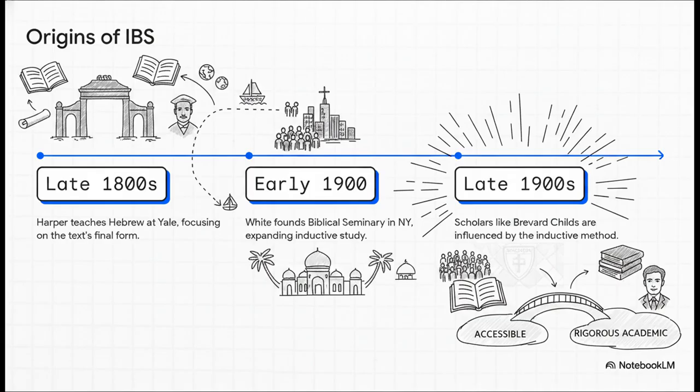White actually traveled to India and discovered that this inductive method was incredibly effective across completely different cultures. And that's precisely because it focuses on the text itself rather than our cultural baggage. White eventually founded a seminary in New York just to teach it. And throughout the 20th century, this method heavily influenced some of the most renowned scholars globally, like Brevard Childs at Princeton. It became this incredible bridge between accessible reading and highly rigorous academic scholarship.